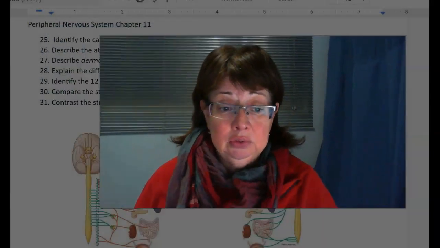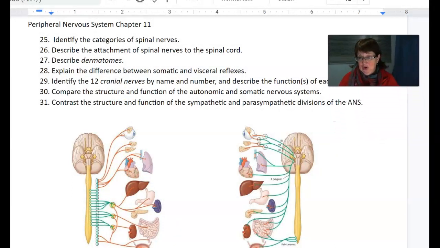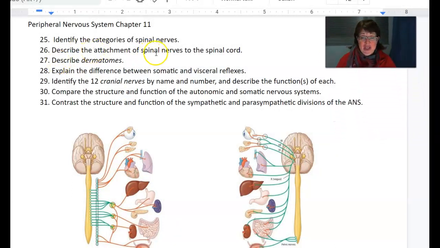Now we're going to look at the peripheral nervous system. So the peripheral nervous system are the nerves that are basically not in the brain and the spinal cord. We are going to look at the different categories of spinal nerves, which are basically motor and sensory. Then we're going to look at where they attach. Briefly look at dermatomes, just mainly to know what they were. You don't have to label it.